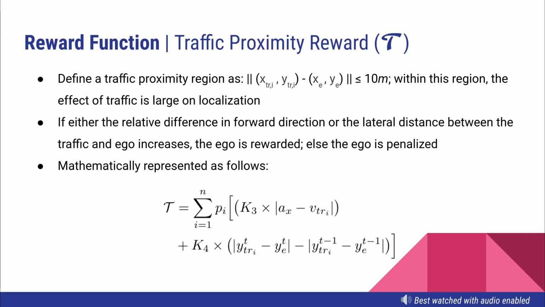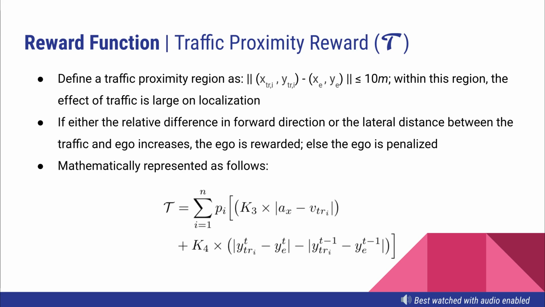The traffic reward T is responsible to ensure that the ego carefully avoids dynamic traffic vehicles in its vicinity. This is because LOM estimates are adversely affected in the presence of traffic, even when we filter out points coming from them, as shown in qualitative results. To design this reward, we first define a traffic proximity region, defined as an equilibrium distance between the ego and the ith traffic car. This reward is split into two terms controlled by constants K3 and K4.